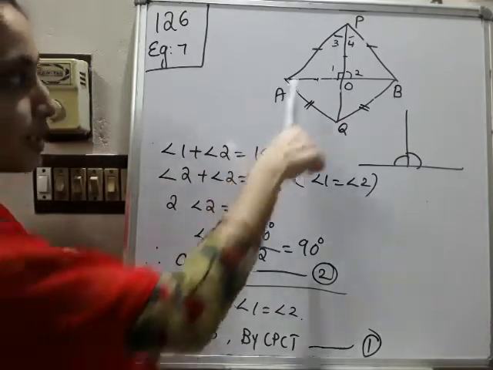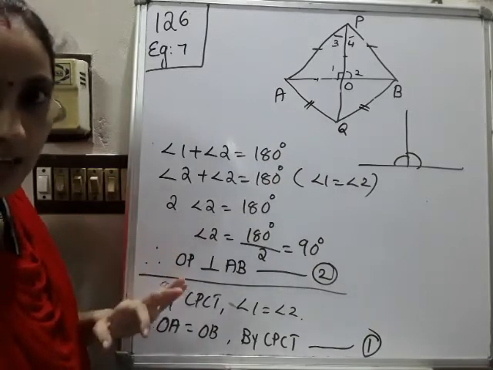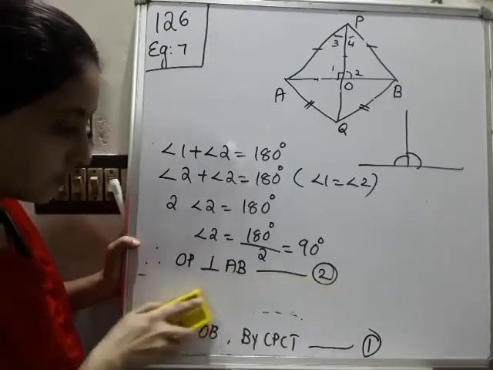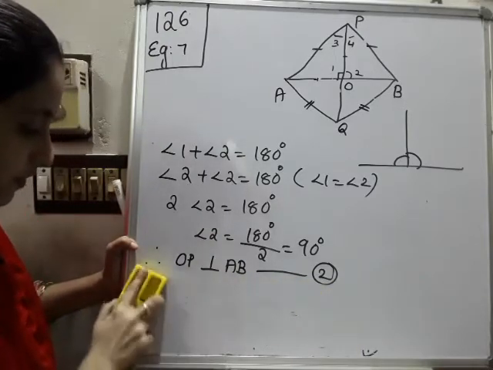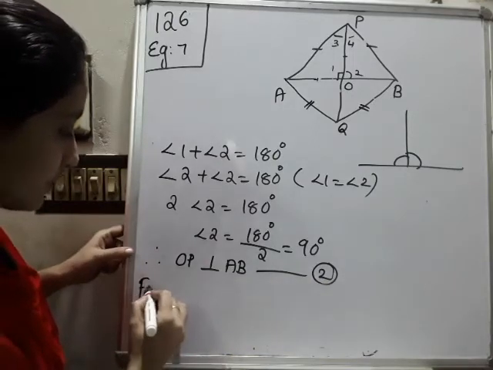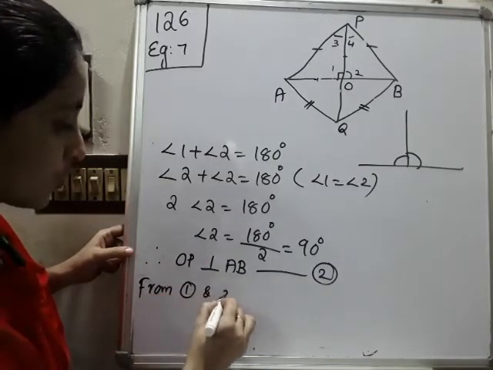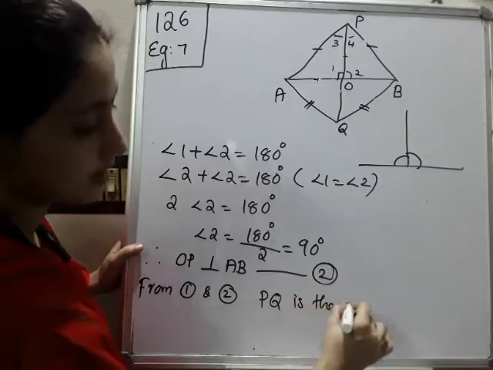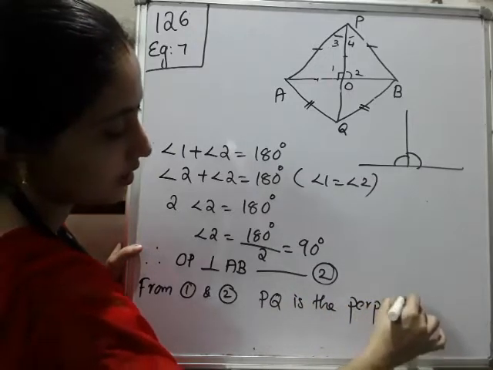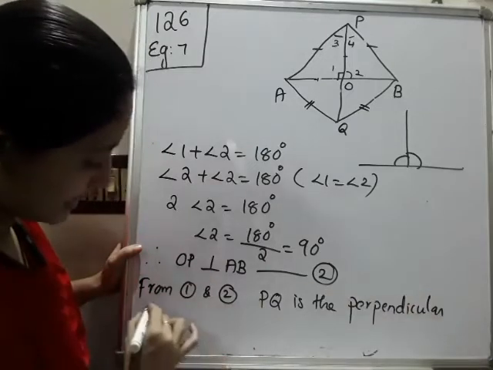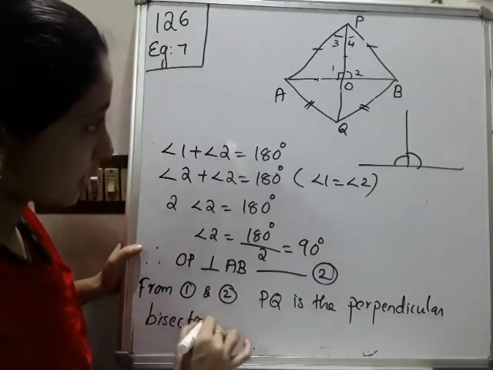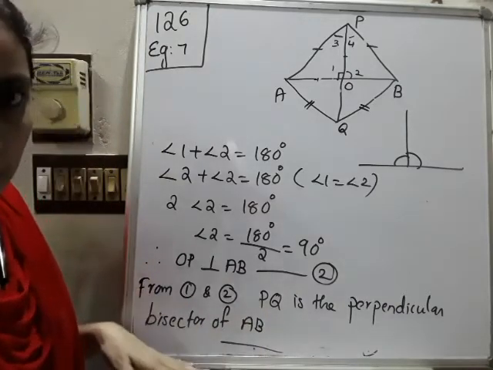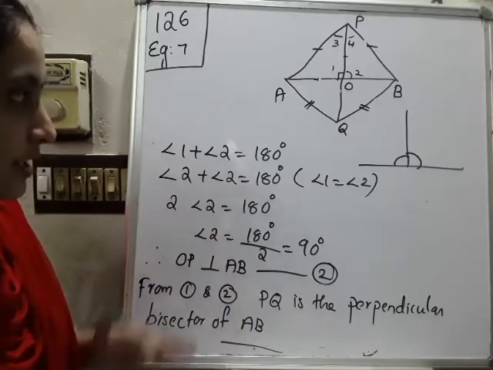And we also got OA is equal to OB, so it divides equally. So from equations 1 and 2, please write down below that. What can we write? PQ is the perpendicular bisector of which line? Perpendicular bisector of AB. So this much is this question.